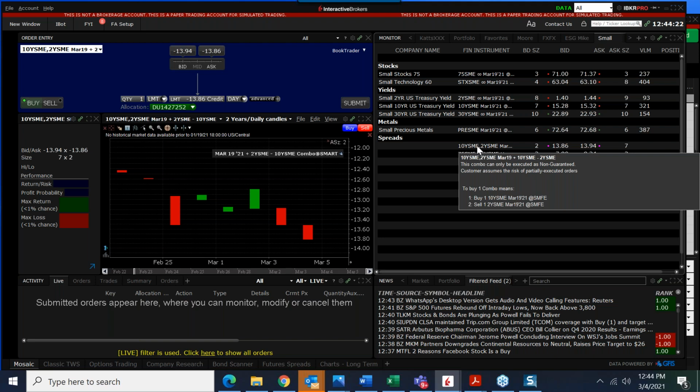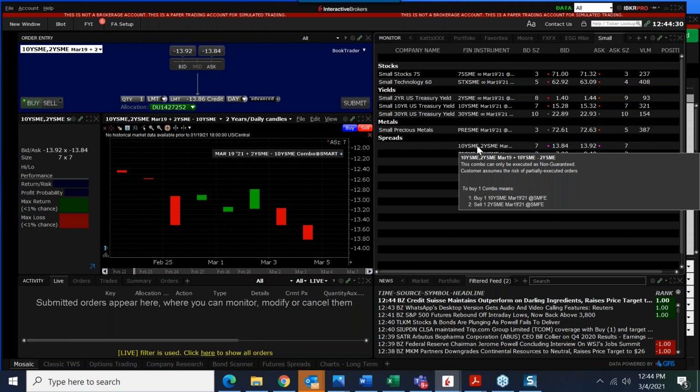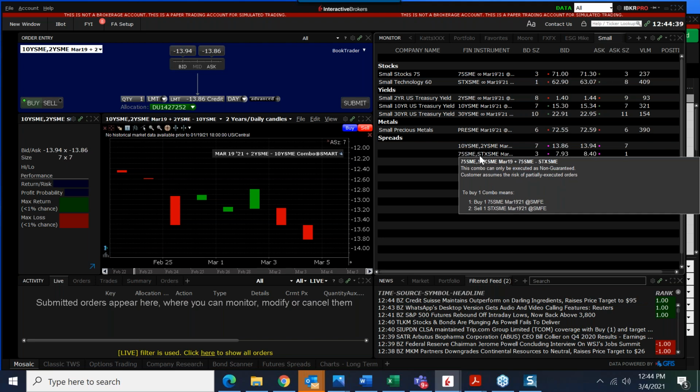So if I hover over that, it's the 10Y minus the 2Y. If you look at the bottom, and I'll show you how to create this in a second, to buy the combo means to buy one of the 10Y SMEs and sell one of the 2-year SMEs. Likewise with the 75s versus the STX, the way we've constructed this. Frank and I looked at this earlier this morning. In order to construct this to give a positive quote, we had to do it in a certain way. We had to put in the 75 first.